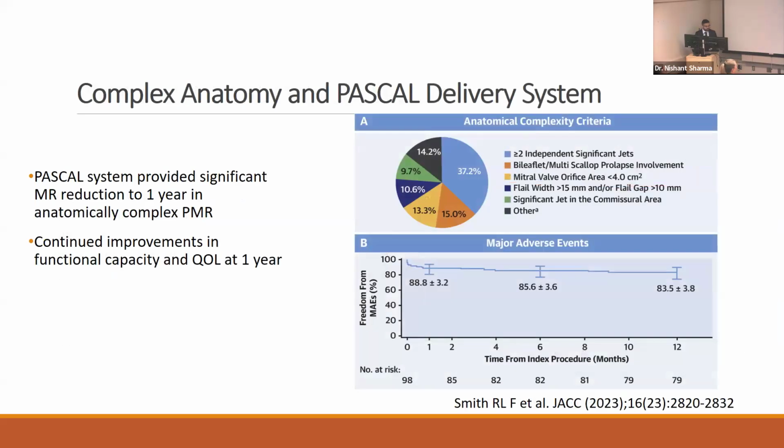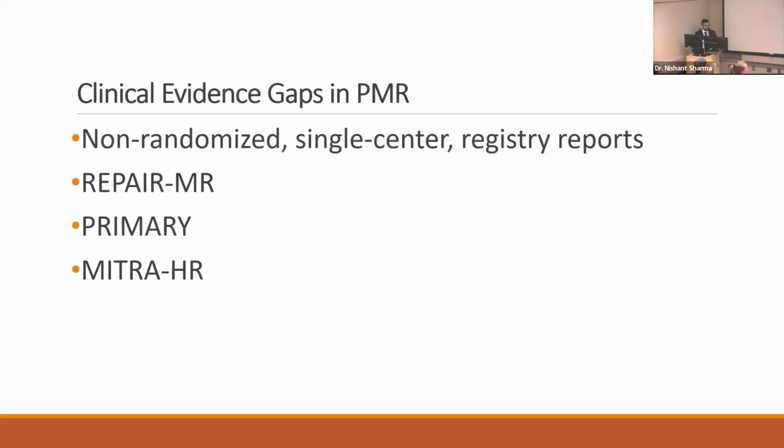There was a subgroup analysis of patients in that trial that actually did not get offered MitraClip. They were declined for anatomical reasons, and then underwent Pascal, and they had really good outcomes. So maybe a future avenue for them to get involved.